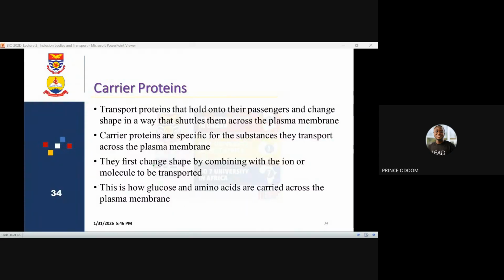Michael, is your hand up or is it a legacy hand? So then it's a legacy hand.